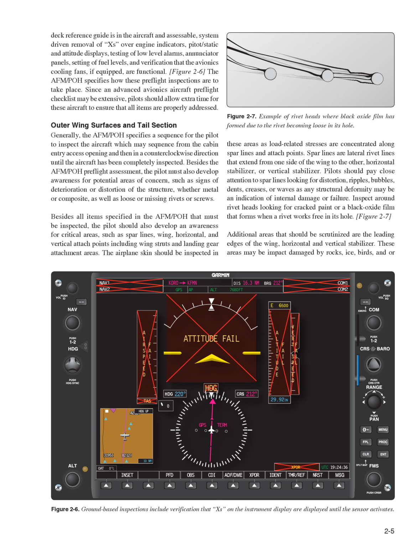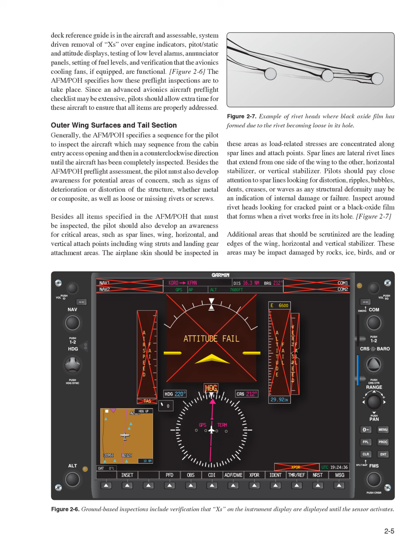Besides all items specified in the AFM/POH that must be inspected, the pilot should also develop an awareness for critical areas, such as spar lines, wing, horizontal, and vertical attach points, including wing struts and landing gear attachment areas. The airplane skin should be inspected in these areas as load-related stresses are concentrated along spar lines and attach points.